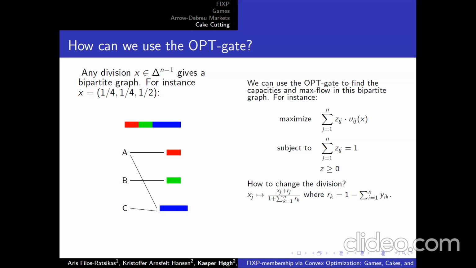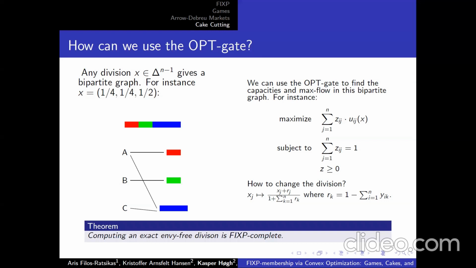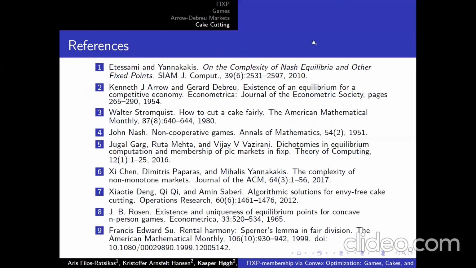Okay. And so it requires some work, but one can show that when we define the map in this way, any fixed point will correspond to x being an envy-free division. And so we get the membership part of the completeness result for exact envy-free cake cutting. Okay. Thanks for listening.